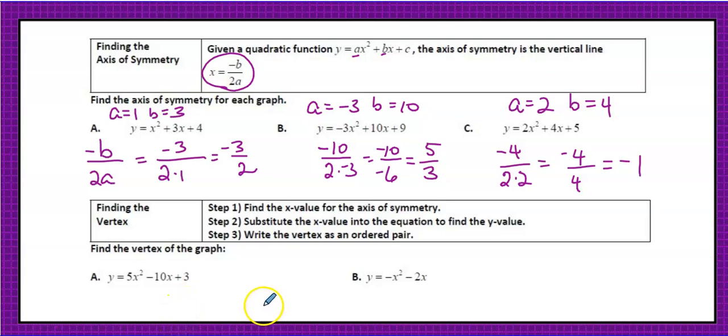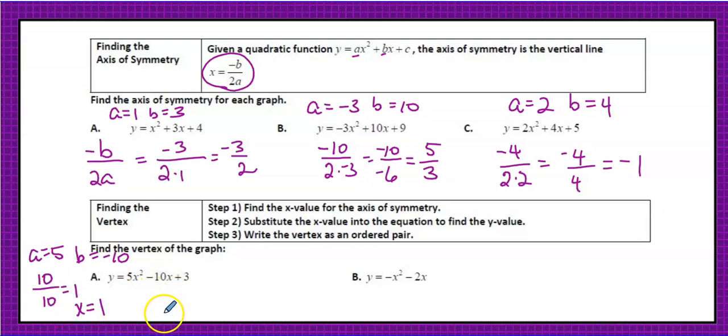So the first thing we want to do is find the x value for the axis of symmetry, which is this formula up here. And then what we would do is substitute that in the actual equation. Okay, so let's look at this one. A equals 5, B equals negative 10. So the opposite of negative 10, which is 10, over 2 times 5, which is also 10, so that's 1. So x equals 1.